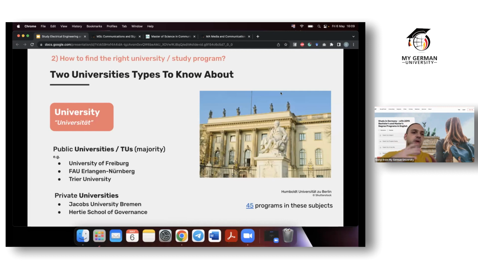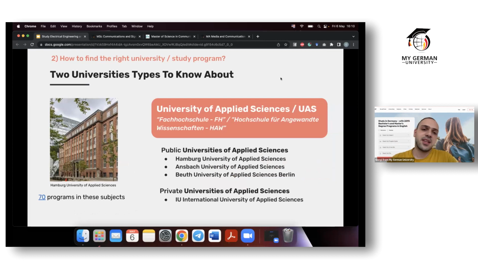Last but not least, there are two types of universities I would like you to know about. The first type is Universität. If you go to our study finder, you can even filter for that, for example, electrical engineering or communication programs offered only by this type of university. You can find 45 programs in this field offered by this type. Another type is University of Applied Sciences. It has lots of names in German, not really easy ones, and I will not pronounce them so as not to scare you. There are 70 programs in these subjects offered by this type of university.